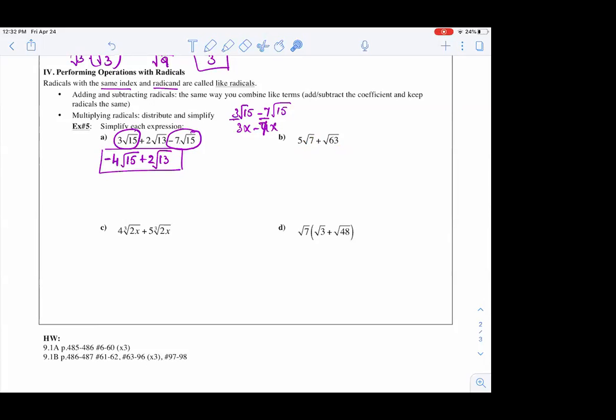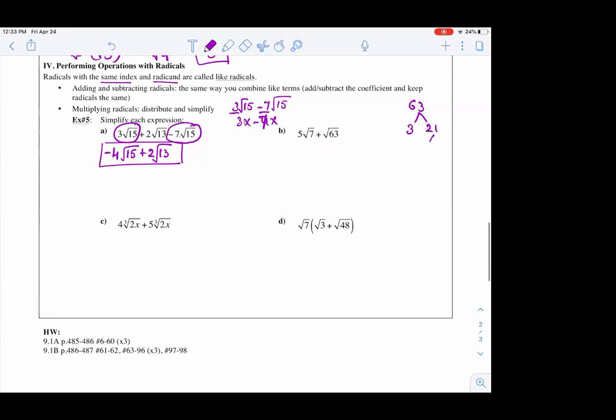But 63 looks like it's not simplified, because it's not that small of a number, right? So you may want to do the factor tree for 63 and see what the factors are. Maybe we can pull something out and then make it look like radical 7. So go ahead. The smallest factor is 3. Okay, and then you can do it further.